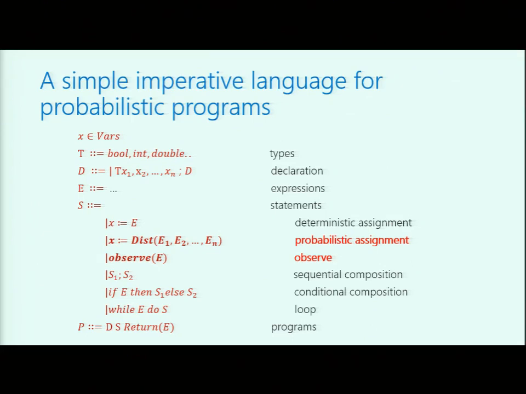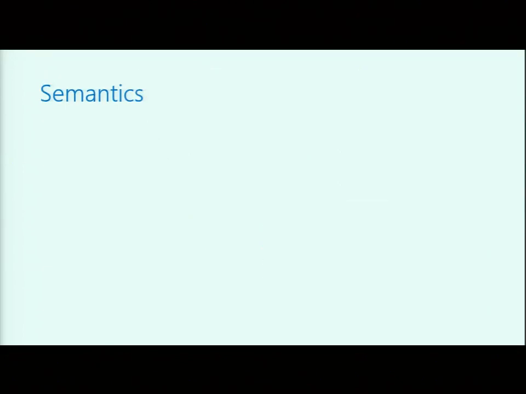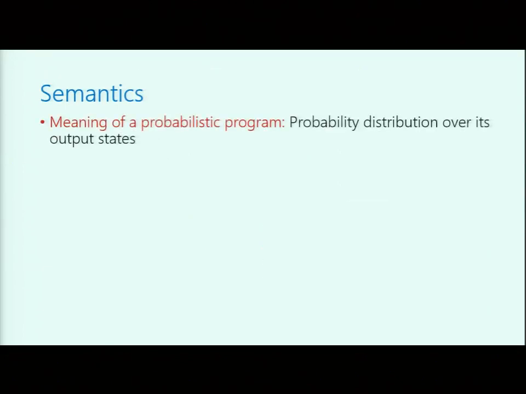So this is syntax, right? I just told you that this is the programming language. I really haven't told you what it actually means, right? And for that, you have to define a semantics. So by way of examples, I've told you that the meaning of a probabilistic program is a probability distribution over its output states, the return expression. I need to formally define this.